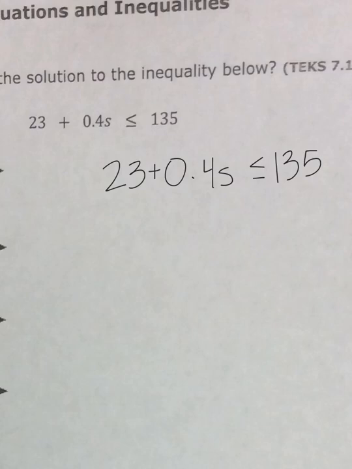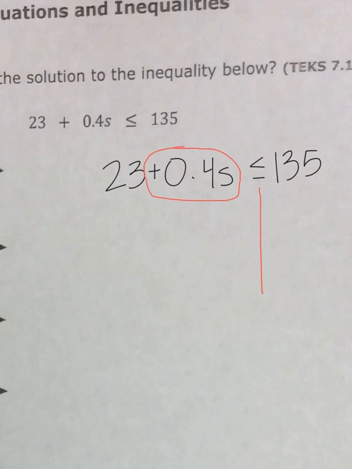So my first step always says I'm going to draw the line to separate my two sides, and then I'm going to circle my variable term. My variable here is the s, and the number that is attached to that, the coefficient, is that 0.4, and it's a positive. So I'm going to circle that whole variable term.